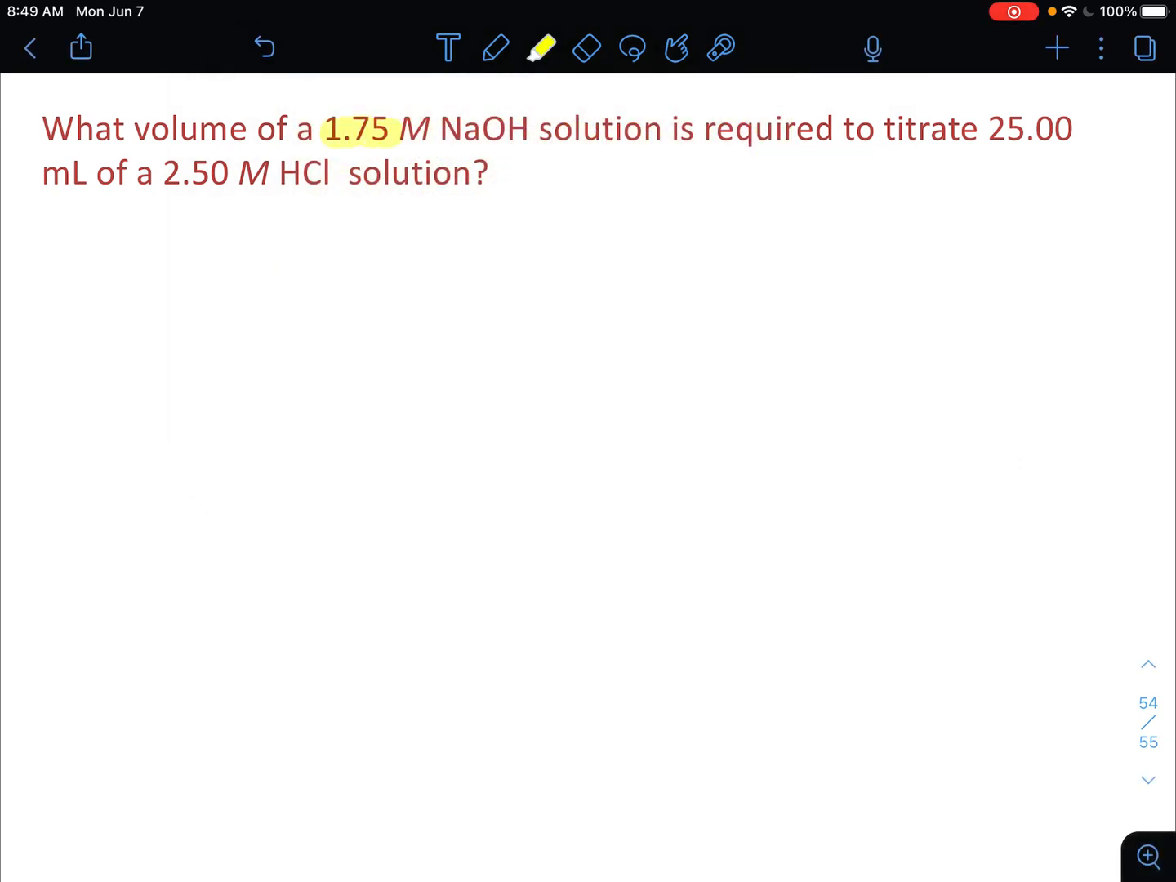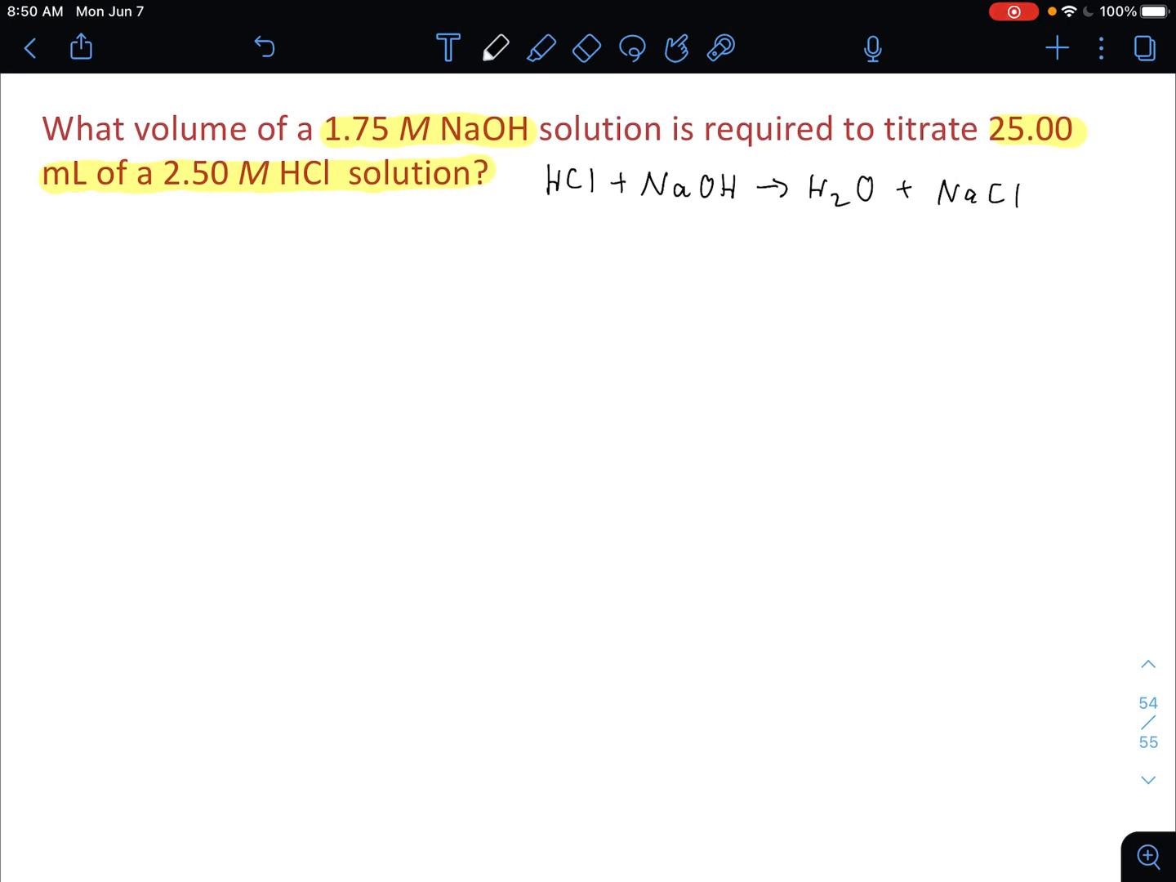What volume of a 1.75 molar sodium hydroxide solution is required to titrate 25 milliliters of a 2.50 molar hydrochloric acid solution? So here we are as usual: HCl plus NaOH makes H2O plus NaCl. So it's a simple 1-to-1 ratio that we're considering here.